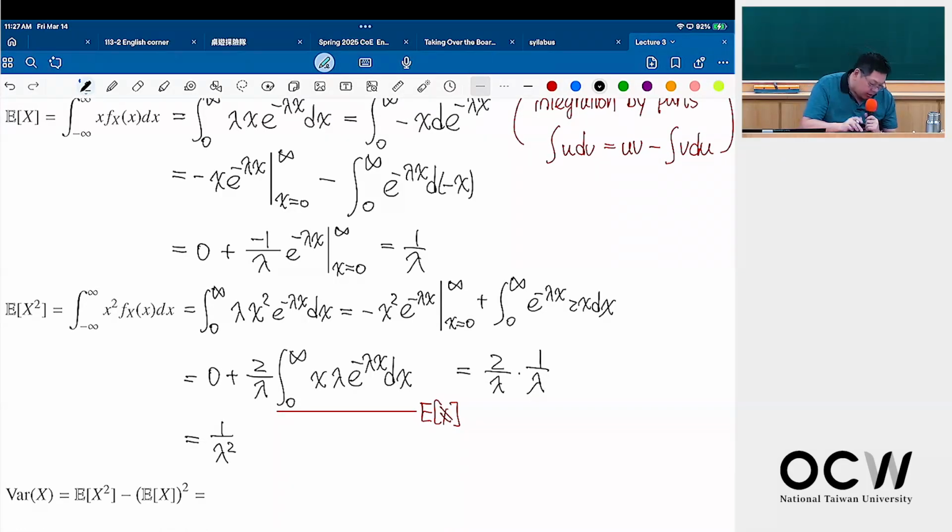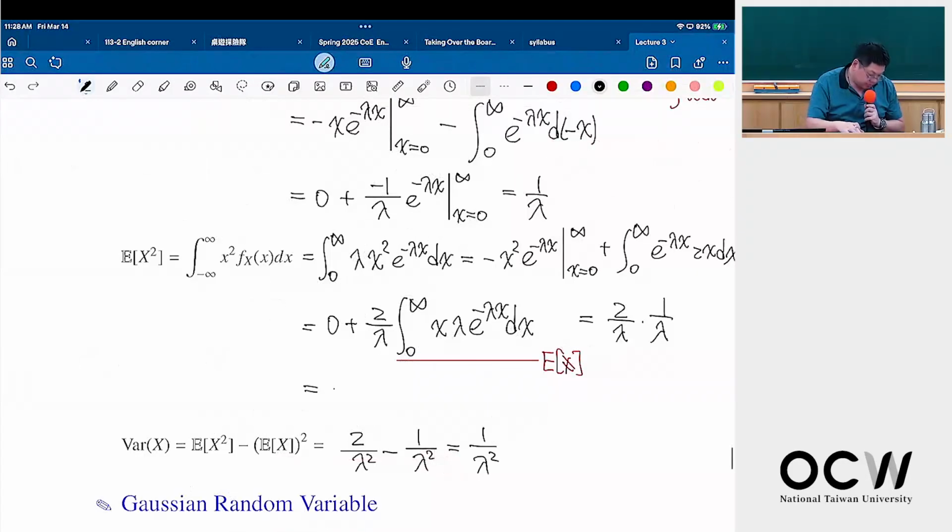Therefore, your variance is 2 over lambda squared minus 1 over lambda. Oh, also lambda squared, so it should be 1 over lambda squared. Twice: 2 over lambda squared minus 1 over lambda squared.